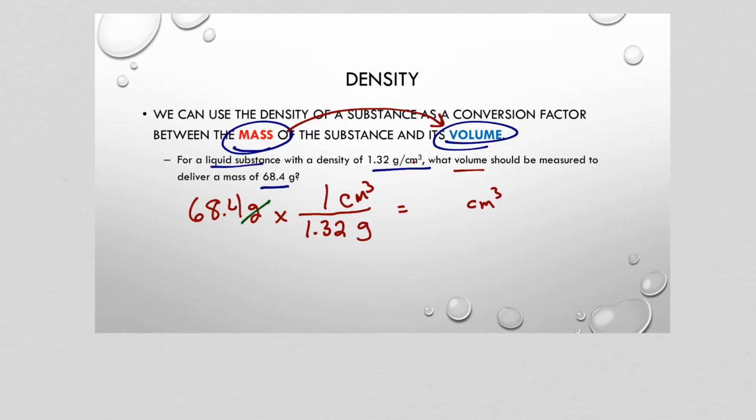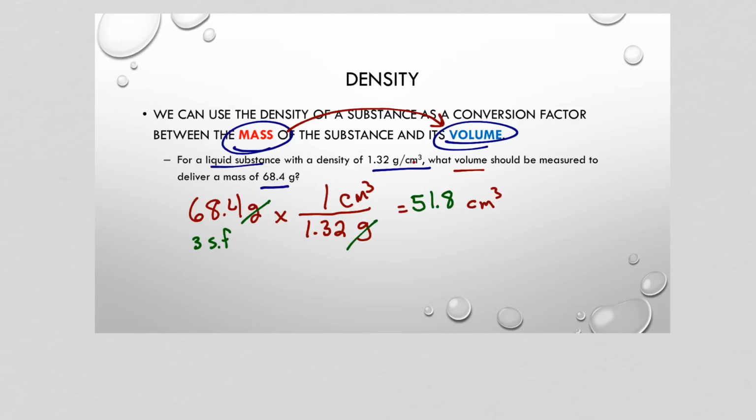So my grams will cancel because I'm dividing them. So I'm going to be left with cubic centimeters, which is what I want. So if I do this, I get 51.8 cubic centimeters. Now, 3 significant figures is what I want in this because that's what I have in this final answer. So right, we have 3 sig figs here.